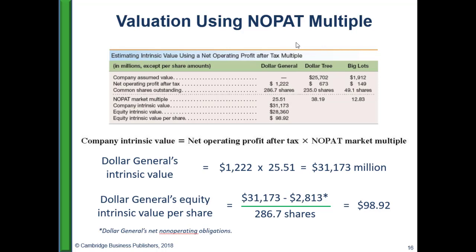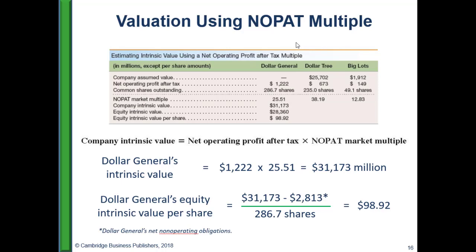So let's look at Dollar Tree for a moment. The company's assumed value is $25,702. That comes from the stock market for Dollar Tree. And NOPAT is computed to be $673. So the NOPAT market multiple, that's a mouthful, is $38.19, meaning that for every dollar of NOPAT, you have $38 of market valuation. Big Lots is much lower. It's $12.83, meaning that for every dollar of NOPAT for Big Lots, the market's willing to pay $12.83.